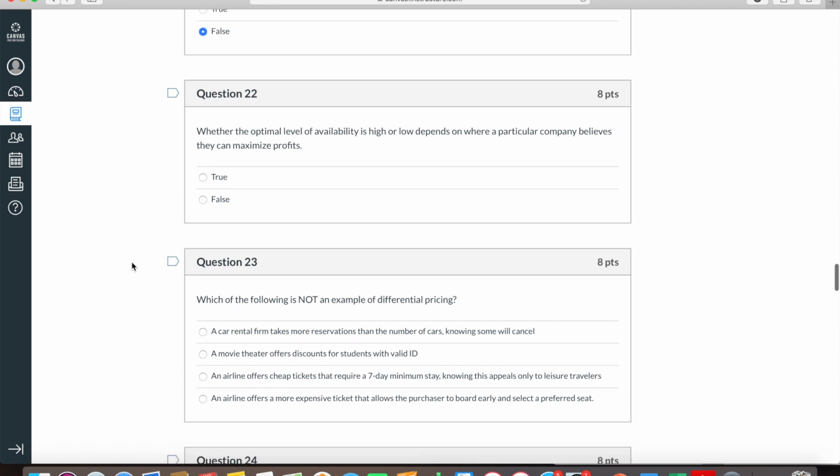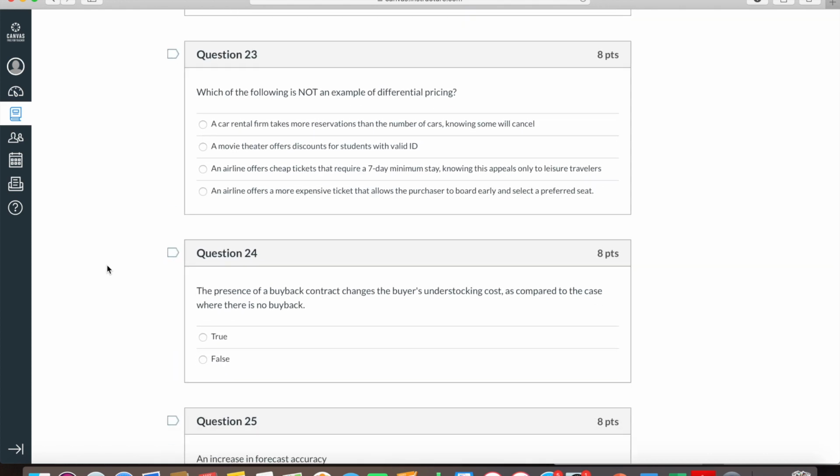So, yeah. Question 22. Whether the optimal level of availability is high or low depends on a particular company's belief that they can maximize profit. So, yeah, that's true. That's pretty straightforward in itself.